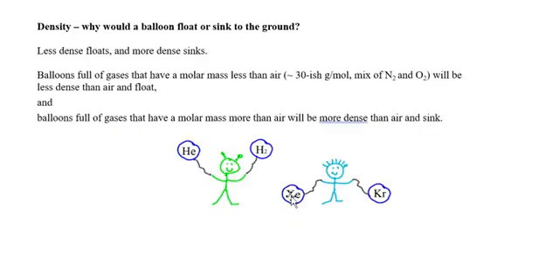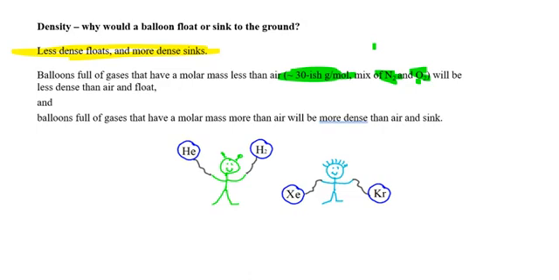Another example for density, something that I like to bring up with students is, hey, why does a balloon float or sink to the ground? You should realize, hey, less dense things float, more dense things sink. As far as balloons go, things in water, well, let's compare it to water. Well, your balloons are in air, so compare it to air. Well, air is mostly nitrogen and oxygen, so it's about 30-ish grams per mole. Nitrogen's 28, oxygen's 32, 30-ish. So what you really want to do is say, hey, are you more dense, a greater molar mass than 30, or less dense, a lower molar mass than 30?